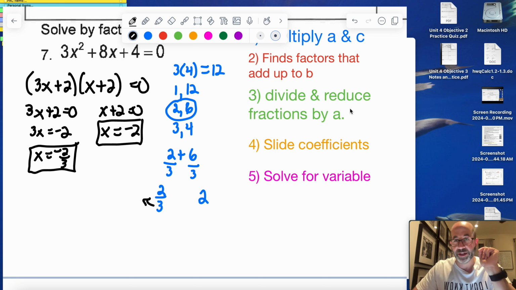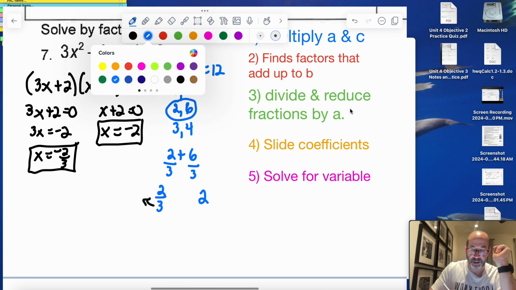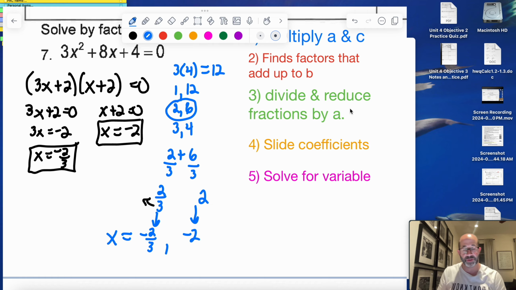Now here's the shortcut, okay? I want you to notice the similarity between this value right here and the value that we've got over here. Do you see it? What about this value here and this value here? Do you see it? They're opposites. So the shortcut for this is to literally just take the answers that you got from reducing your fractions and say that x equals negative 2 over 3 and negative 2. Just take the opposites and those are your answers.